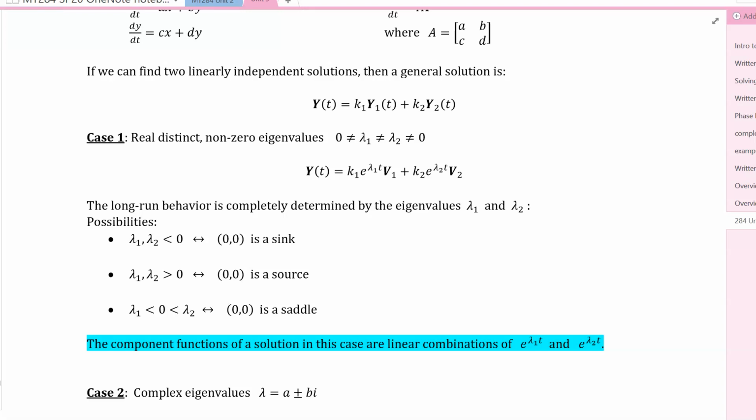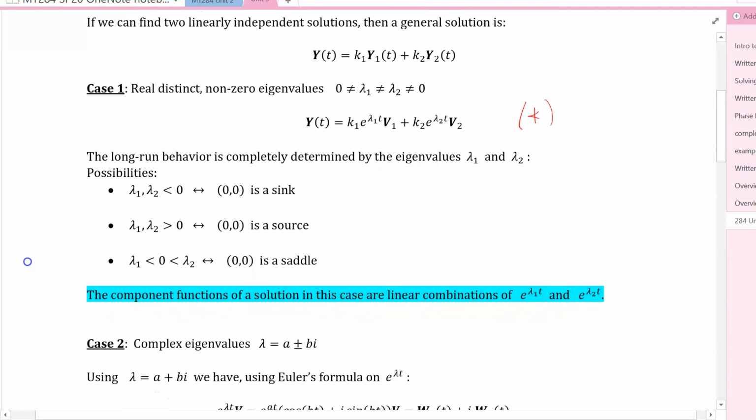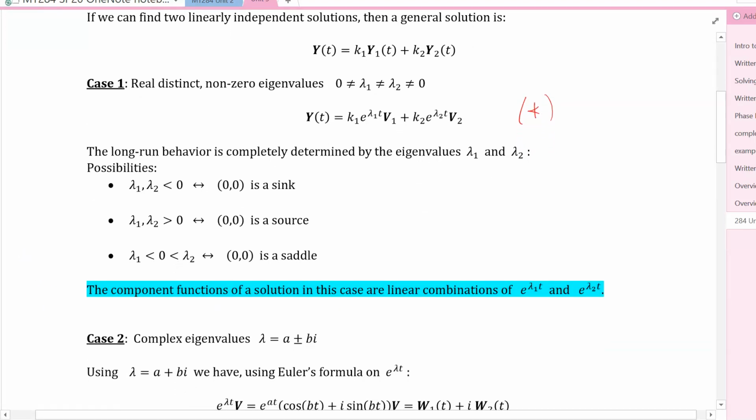All right, we can write the general solution out in terms of e to the lambda t times its corresponding eigenvector and linear combinations of that. The long-run behavior is completely determined by the eigenvalues, lambda 1 and lambda 2. We either get a sink, source, or saddle. And the thing that I'm going to highlight in each case is what the component functions look like. In this case, they're linear combinations of e to the lambda 1t and e to the lambda 2t.